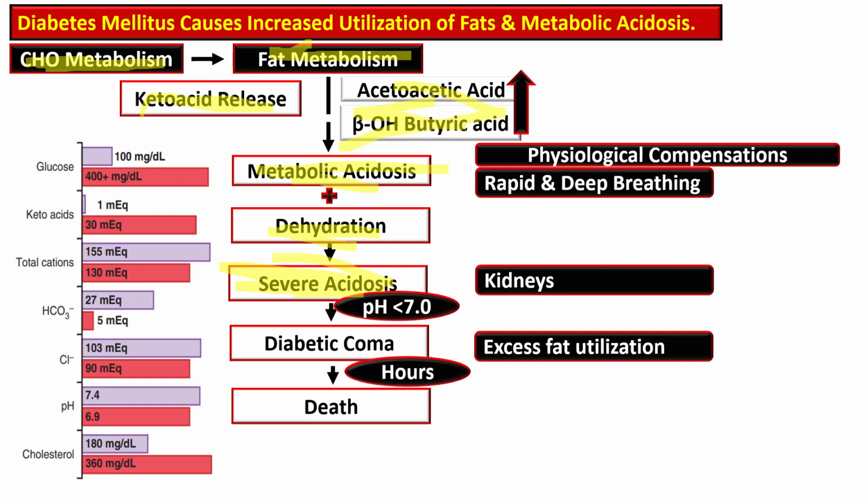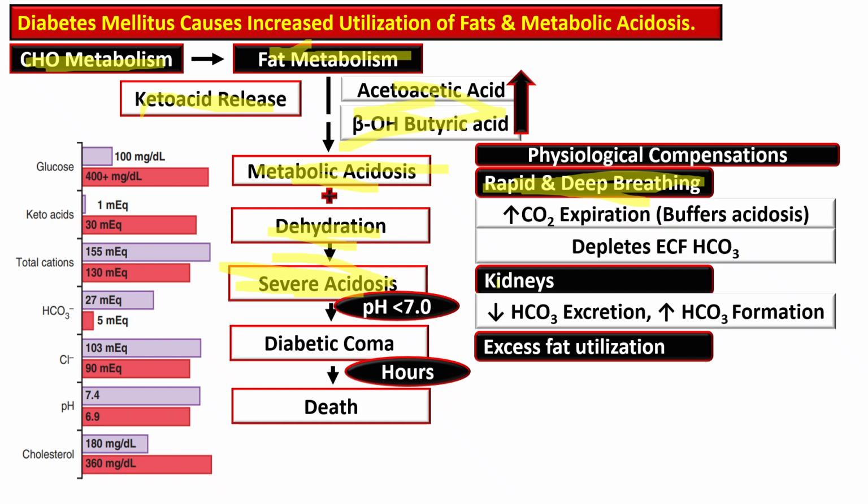So there are some compensatory mechanisms for this. There is deep and rapid breathing as a physiological compensation. This is the Kussmaul breathing or Kussmaul respiration. There is increased carbon dioxide expiration to reduce the acidity. However, this also depletes the extracellular bicarbonate stores. Then there is compensation by the kidney, where the kidney reduces the excretion of bicarbonate, and also increases the formation or generation of new bicarbonate to buffer the blood.